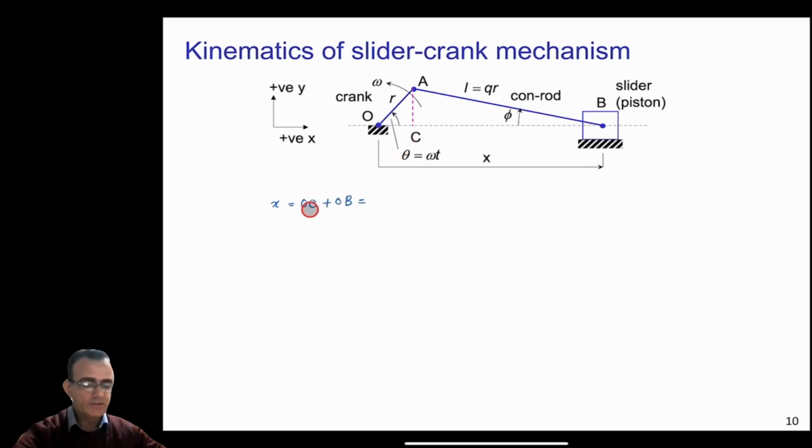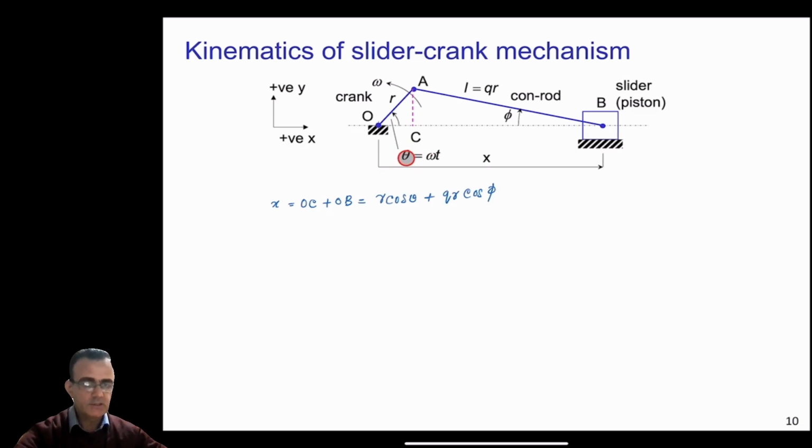Now we can see that OC is just R cos theta, and CB is just QR cos phi. So this is the equation for x that we can obtain here. But in this case, we don't know the value of this phi. So we want to find a relation between phi and theta, which is this angle here.